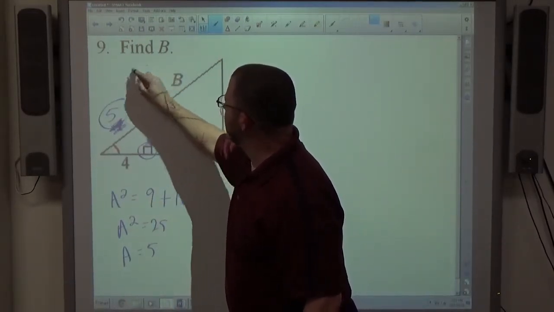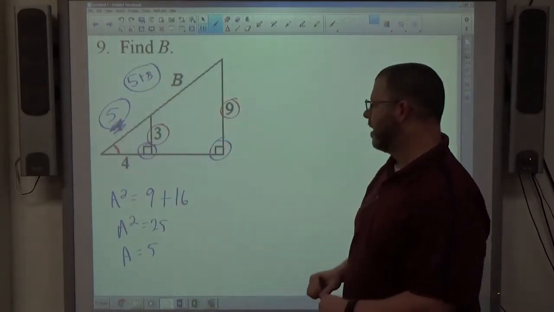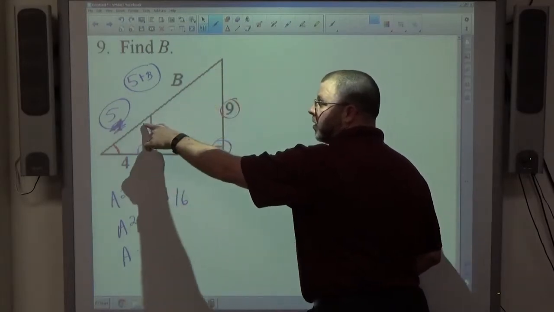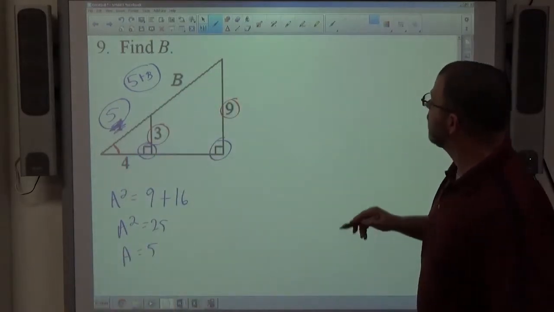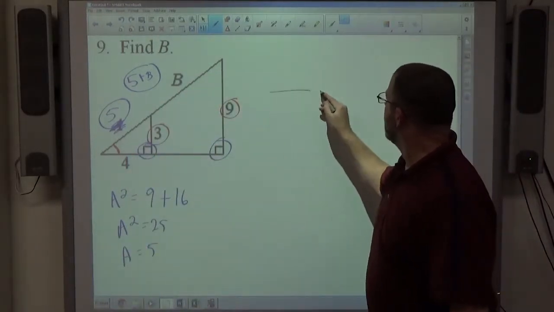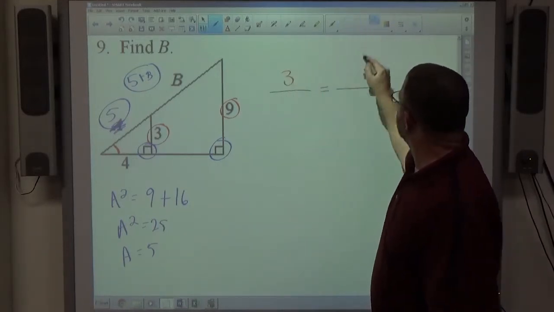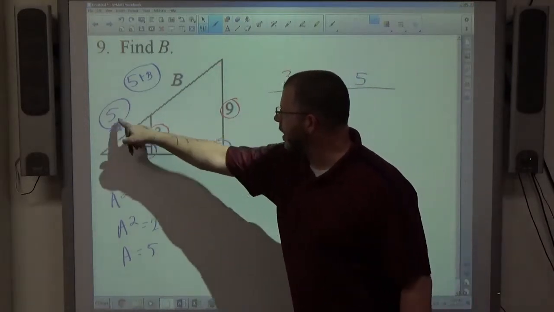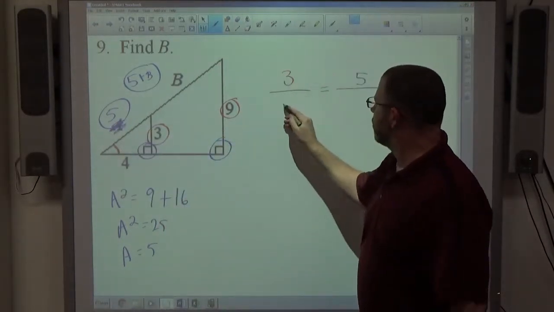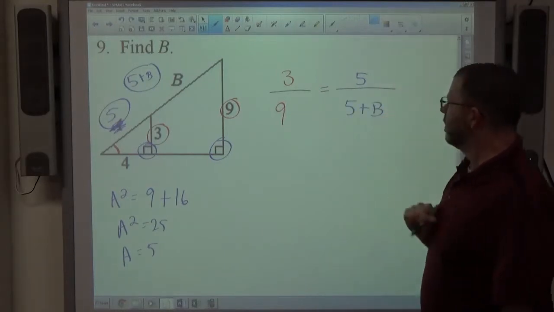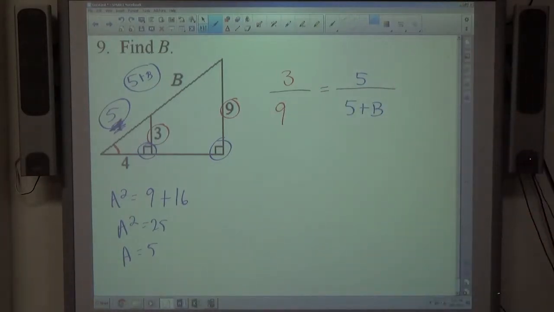5 plus b is also opposite the right angle. I don't have any information about this piece here, so this angle up here that's equal to this angle over here has no help. It offers us no help in doing this problem. So I set up my proportions here. If I put 3 and 5 on top, they both come from the smaller triangle, and 3 goes with 9, and 5 goes with 5 plus b. Just like that, we have a nice little proportion set up.